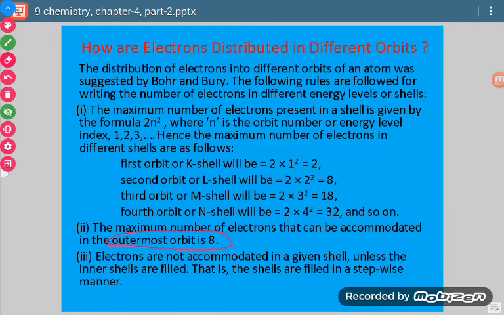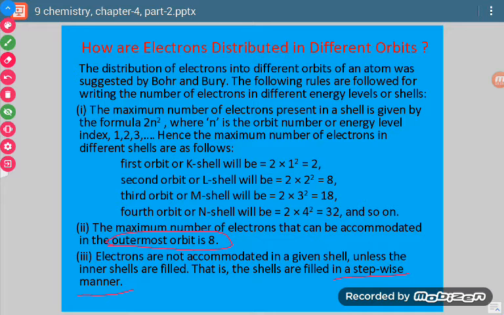First of all, those shells will be filled which come first. First K will be filled fully, then if electrons are left out, they will be filled in L. And when L gets filled fully, then electrons will be filled in M shell. It means filling of electrons will be in a stepwise manner. If I have 3 electrons, it cannot be done that I put 1 electron in K and 1 in L and 1 in M. This is not possible. This is wrong.